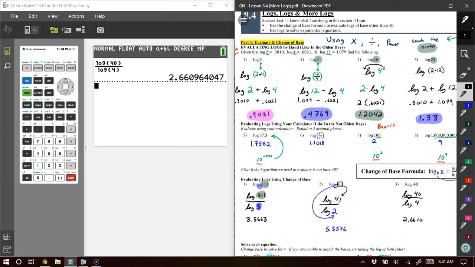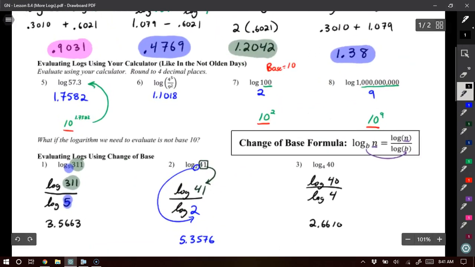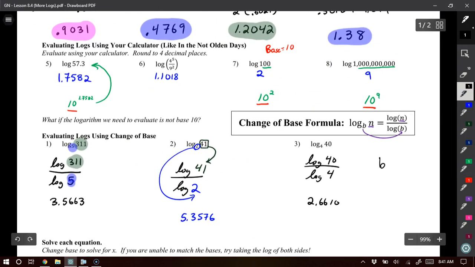Maybe think of the base as the bottom, and then n, the number, as the numerator. So when you do your change of base, the number goes in the numerator, the base goes in the bottom. Maybe that alliteration will help you with the change of base formula, remembering which one goes where.